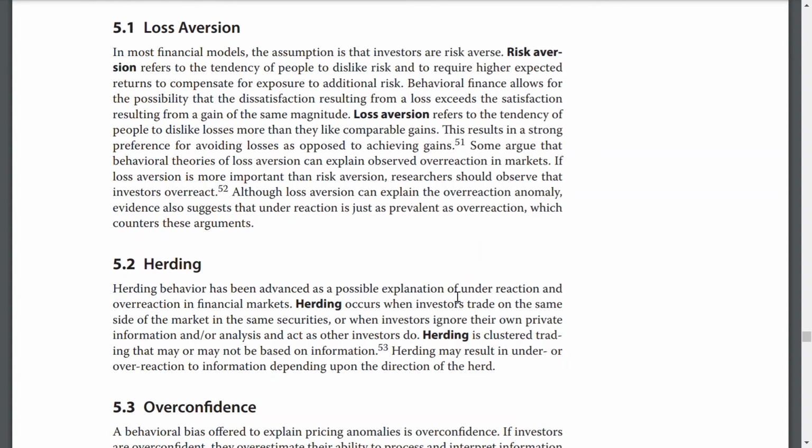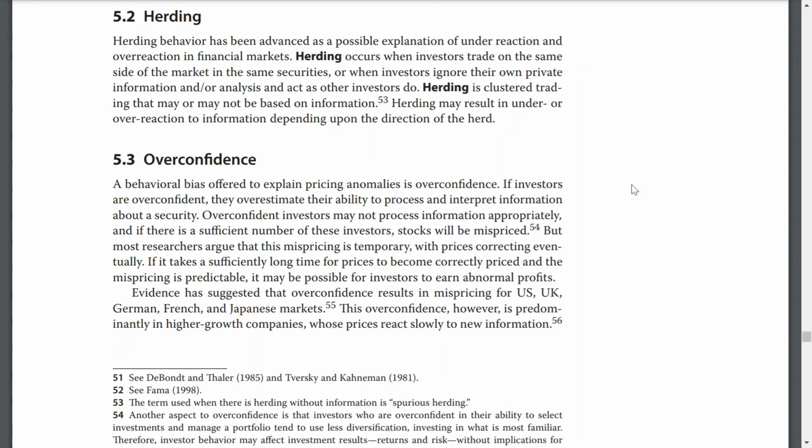Herding occurs when investors trade the same side of the market in the same securities, or when investors ignore their own private information and/or analysis and act as other investors do. Herding is clustered trading and may not be based on information. Herding may result in under- or overreactions to information, depending on the direction of the herd.